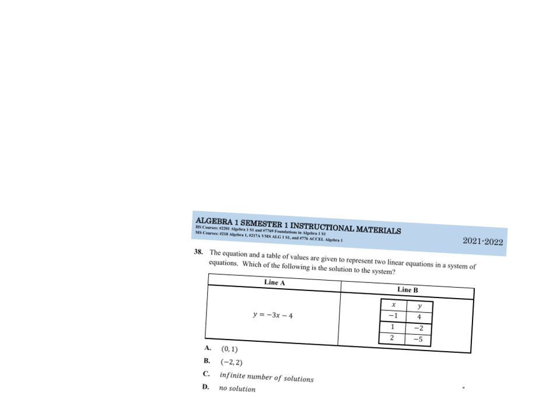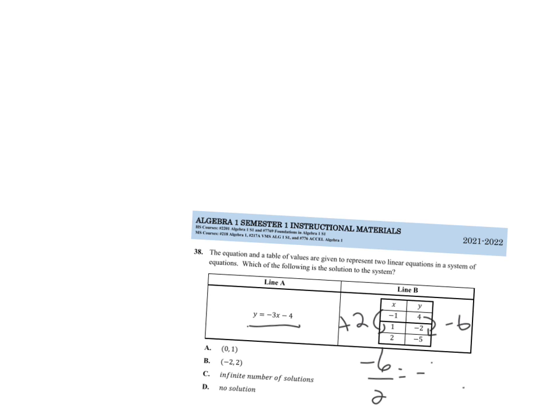Okay, next page. All right, the equations in the table represent two linear systems. Which of the following is the solution to this system? All right, well, this one's ready to go. It's already y equals mx plus b. So let's write this one over here. It looks like this went down 6, and that went up 2. So negative 6 over 2 is negative 3.